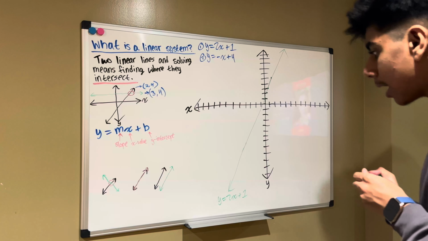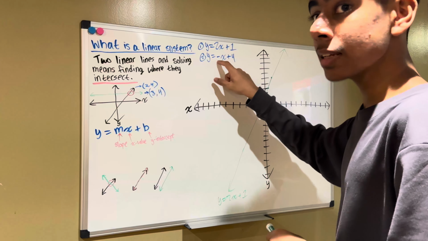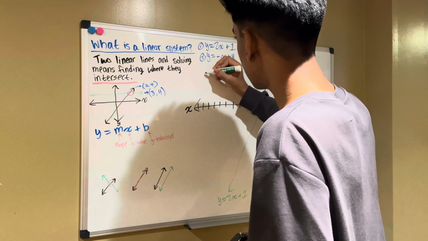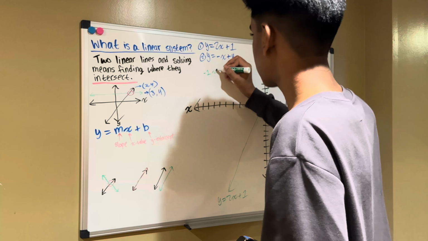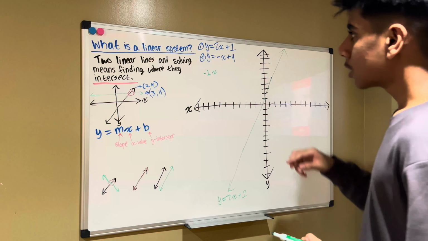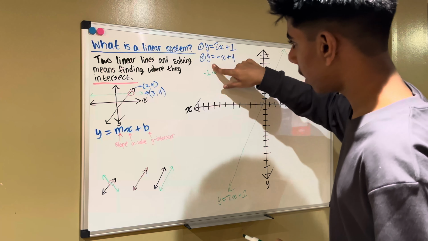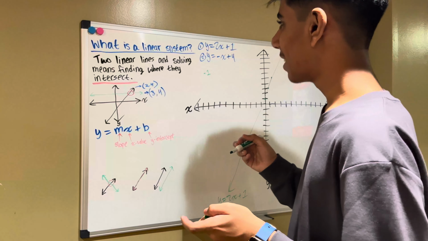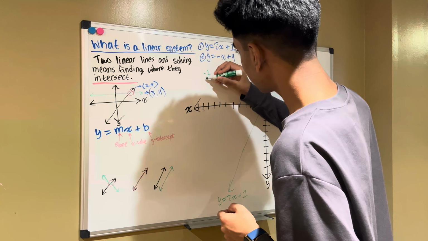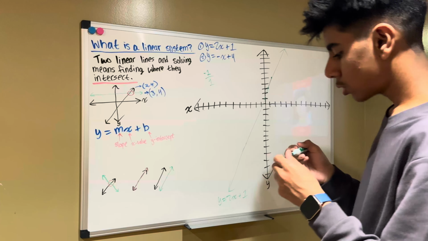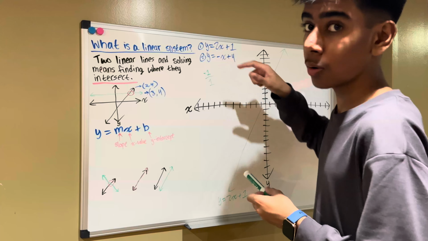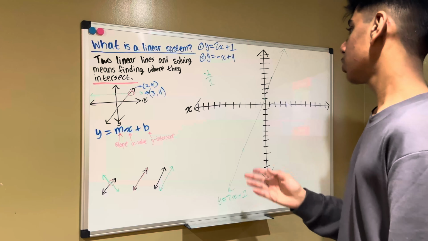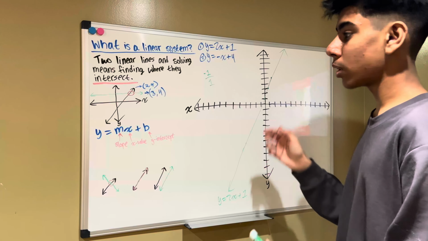Now let's graph the other line. This has a negative slope. Negative x essentially just means negative 1x. So let's focus on the number, negative 1. Rise over run: represented as a fraction, it's negative 1 over 1. Rise is negative 1, which means it goes down 1, and run is positive, so it runs 1.